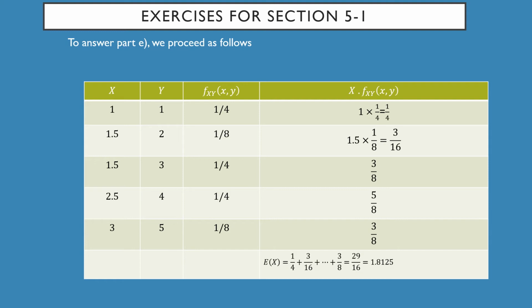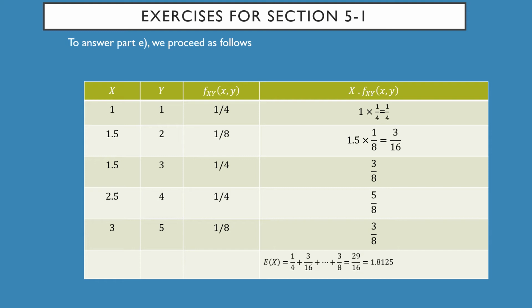Proceeding the same way, for x equal to 1.5 and f equal to 1 over 4, we have 3 over 8, and then the next 5 over 8, and at the end 3 over 8. So we have the different x multiplied by f values for different values of x and f. Now let us collect all these values to get the mean value.